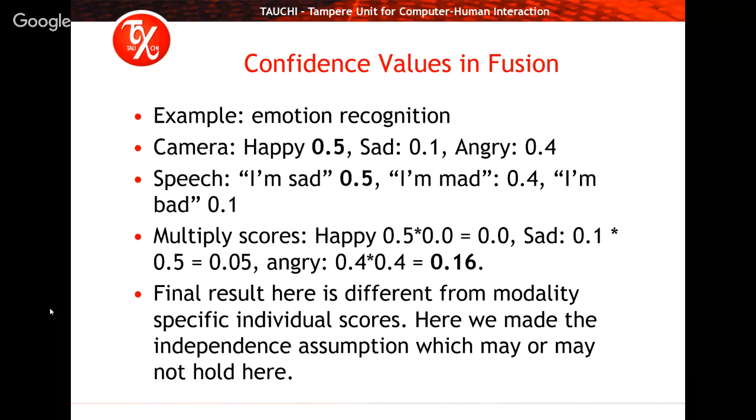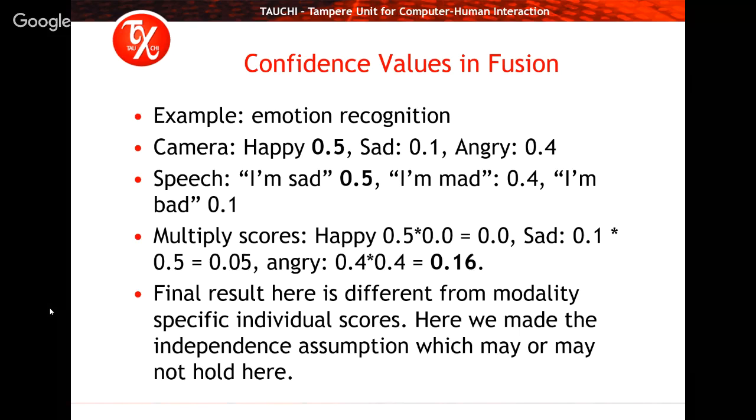And then we have a speech recognizer, and then some sort of sentiment analysis. We are trying to analyze what the user said and find out what it tells about their emotion. Probably the user said, "I'm sad." Again, confidence 0.5. User might have said, "I'm mad," 0.4. Very little difference in those phrases, so we are almost as confident about those, but "I'm sad" is just a little bit more likely, or "I'm bad," very low confidence.